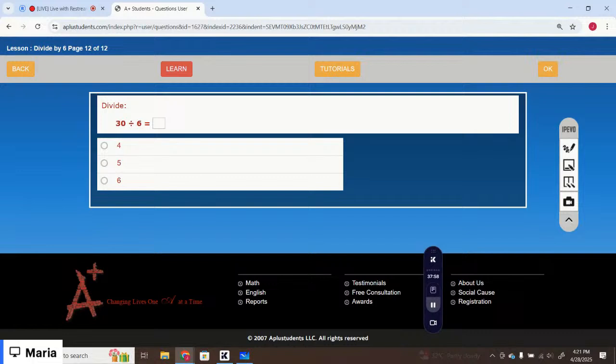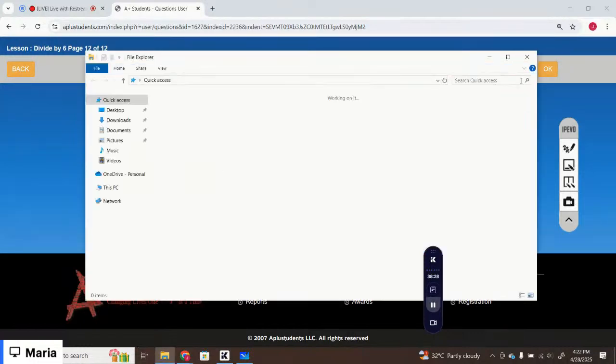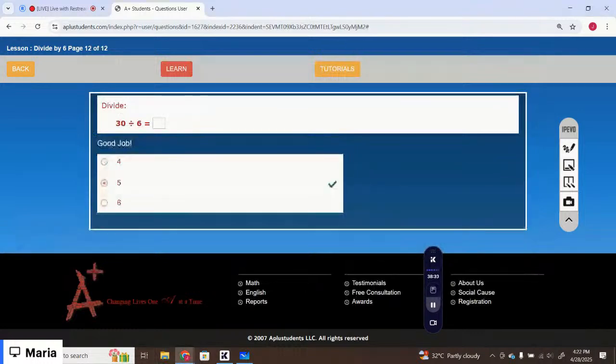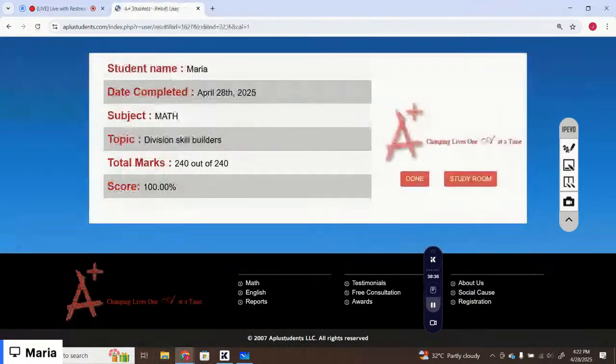30 divided by six, which is the correct option? 30 divided by 6 is 5, so the correct option is 5 because 6 times 5 makes 30. Okay, we are done with the lesson. Let's just move on to the next lesson.